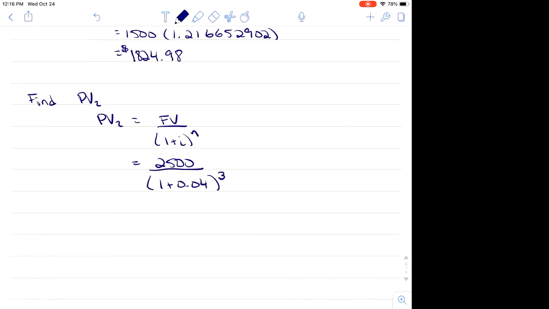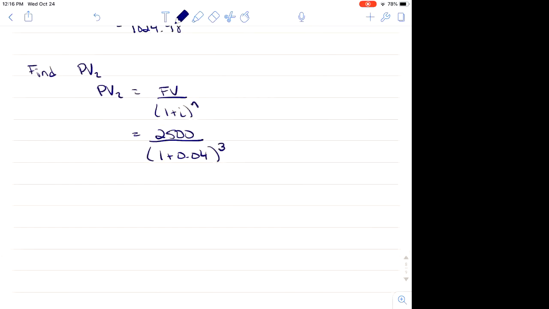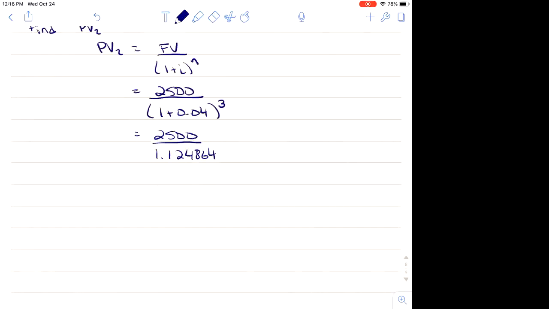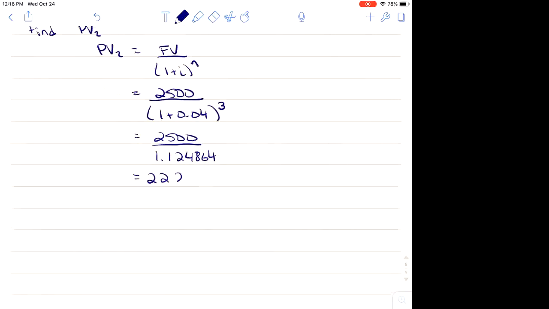So 1.04 to the power of 3 is 1.124864. 2,500 divided by that is 2222.49, rounding to 2 decimal places. So you keep all your decimal places until the end, then you can round to 2 decimal places.